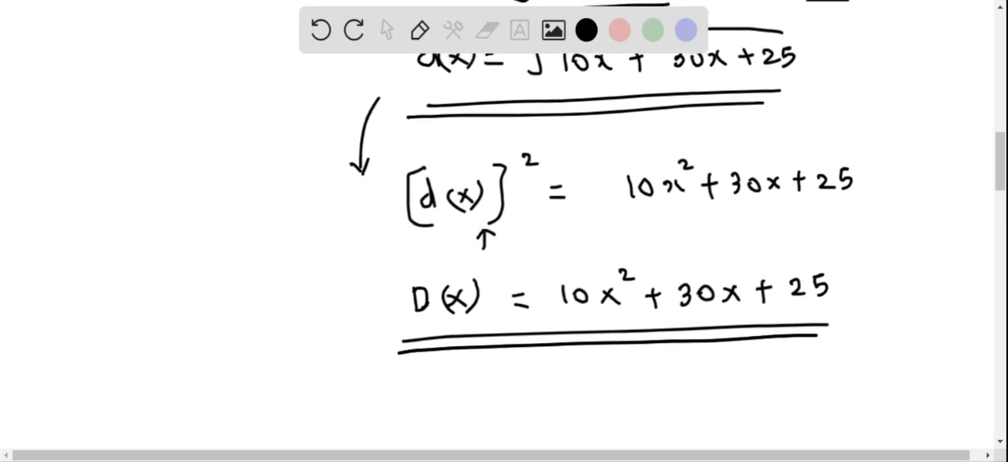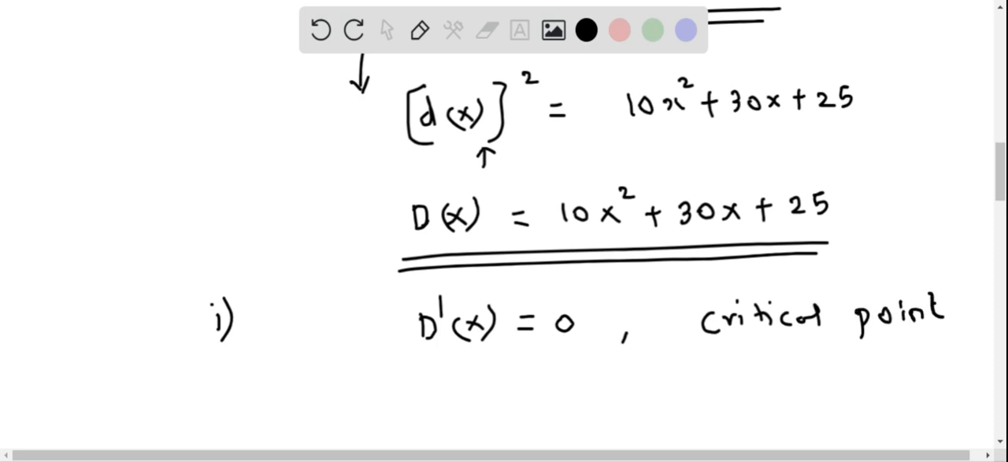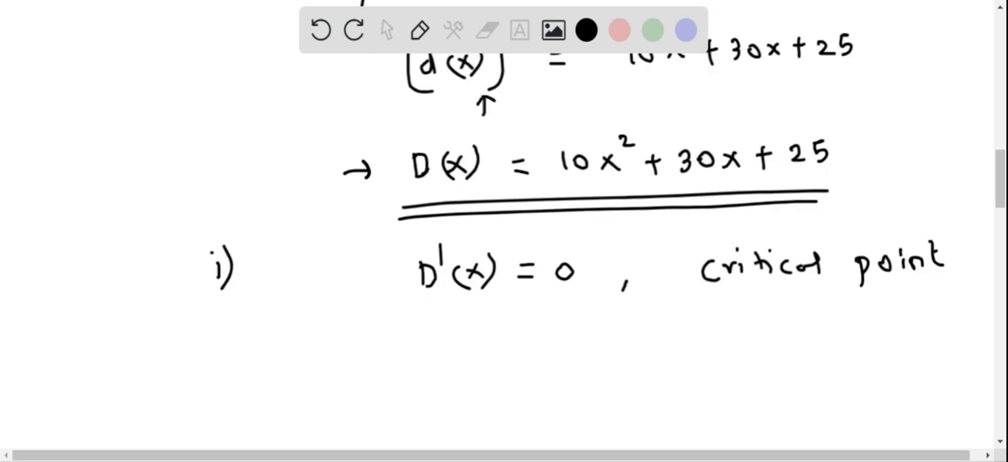modified distance function. Now, in the first step of the calculus, we have to set d prime of x equal to 0 and find the critical points. That is, we find the first derivative of the function which has to be minimized. In this case, it is our distance function. It's actually the square of the distance function. So let's find the derivative of this distance function. We have to differentiate all the terms on the right side, so let me differentiate each term one by one.